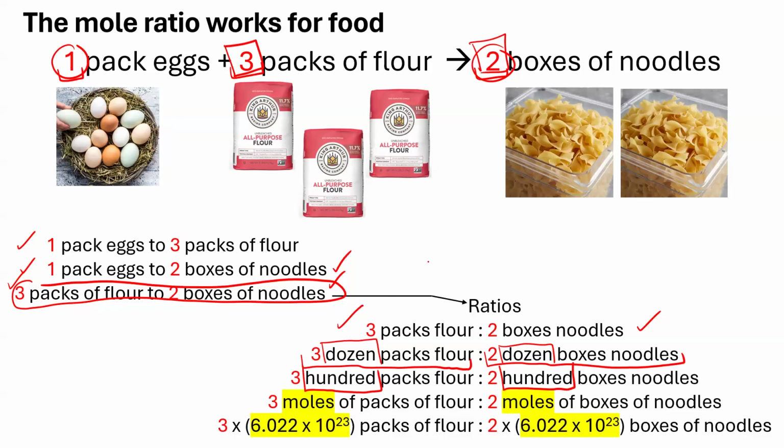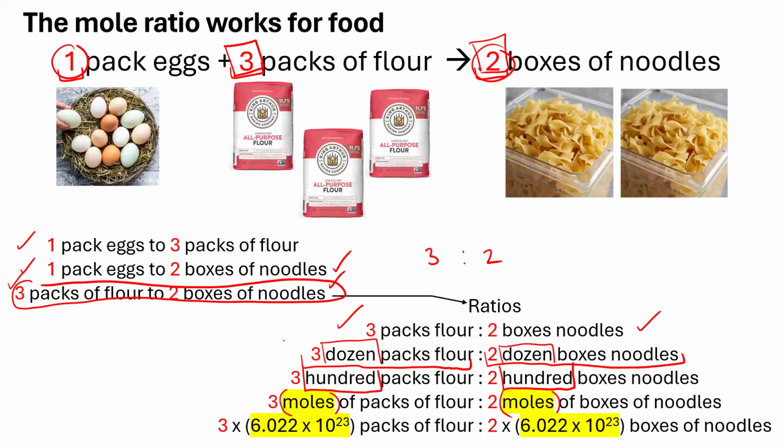It's still a 3 to 2 ratio, right? That's the ratio. It doesn't matter what we put in front of that. And we can say 3 moles of packs of flour and 2 moles of boxes of noodles, right? That would be feeding the entire world for the next billion years, right?